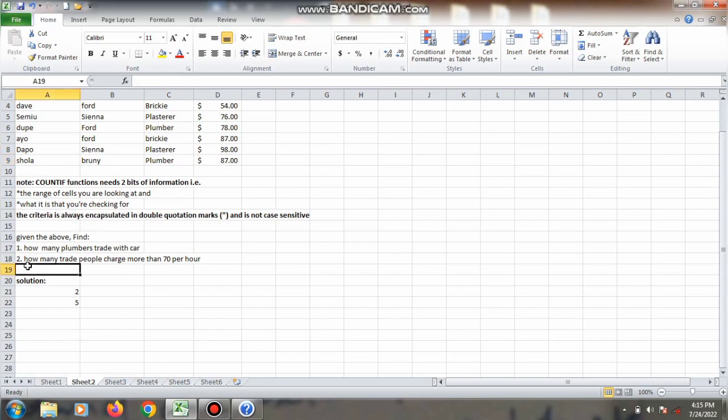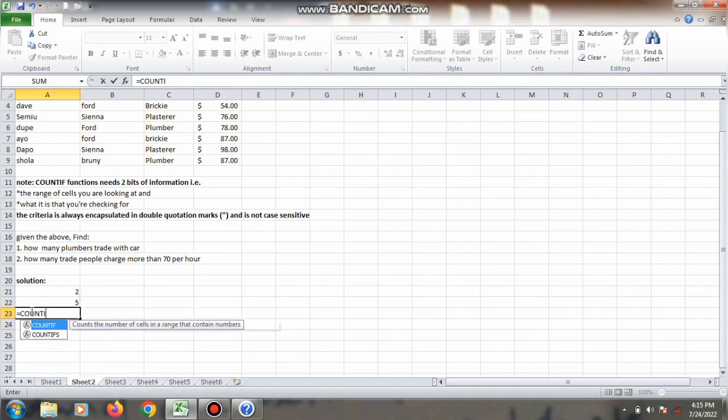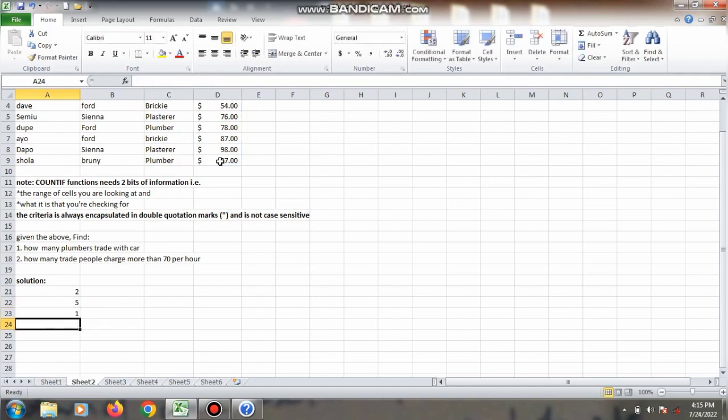But now, if the question asks you, how many traders charge below 70? You are still going to use your COUNTIF. Then you get your range of cells, then you initiate with a comma. Don't forget your quotation mark. Below means less than 70. Then input your close quotation, then close your bracket. It will give you only 1. That is all with your COUNTIF.